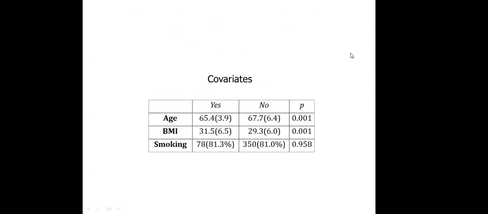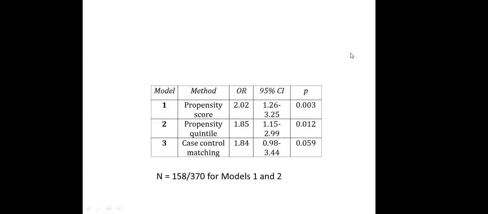But when we looked at covariates that we had, we saw that age was very different, even though it's only a couple of years, in esophageal cancer or not. And exposure to Agent Orange or not. And BMI was different. Smoking was not different. So we used the propensity score, and we used it in 3 ways.